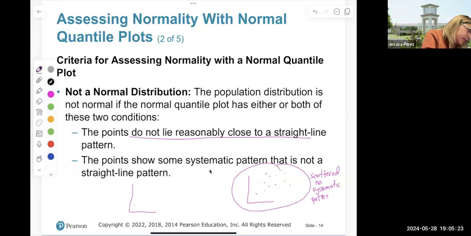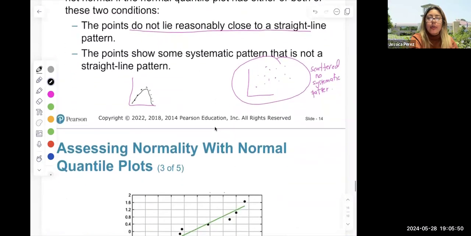But what if we have something that looks like this? See how this is not a line? This would be more like a parabolic curve. That's what this is saying. It's not a reasonable straight line pattern. It might look like something else, like a parabola, an exponential, or a logarithm. Something that is not a straight line. So then you will not have something that looks normal.